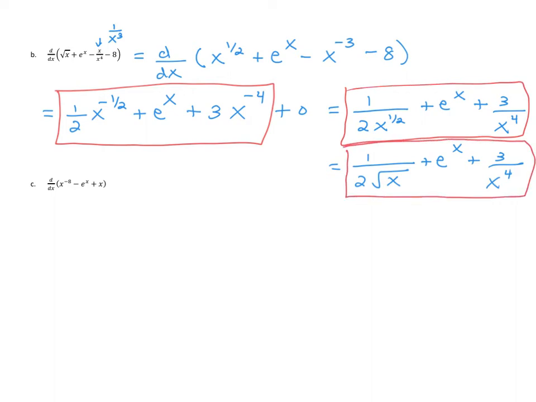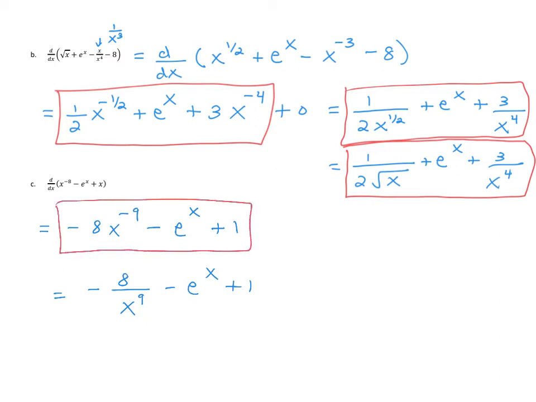All right, let's look at part C. Okay, this one's set up directly so we can just take the derivative of each part. So we first get negative 8x to the negative 9 minus the derivative of e to the x, which is just e to the x, and the derivative of x is just 1. Or if you'd like, you could write this as negative 8 over x to the positive 9 minus e to the x plus 1. Those are both equivalent. So either of these answers is fine.